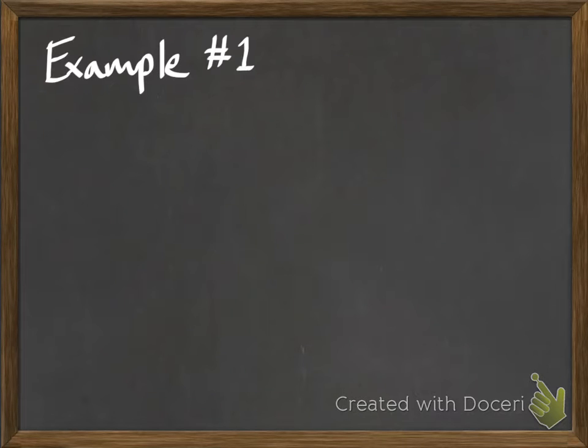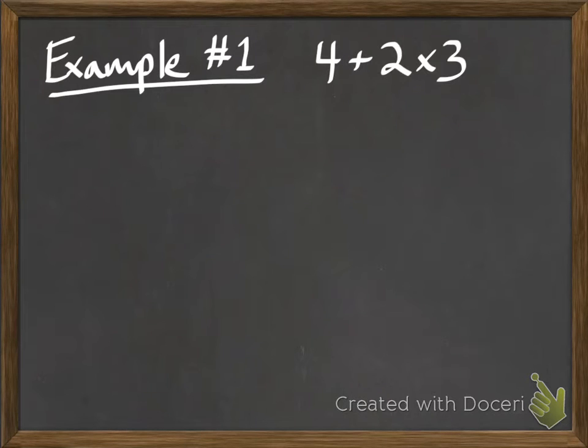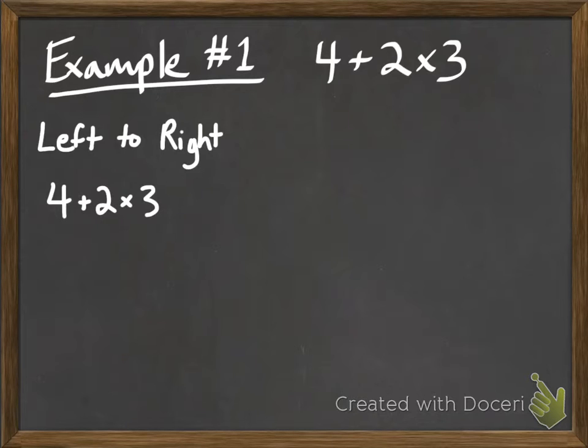Alright, so let's look at our first example. Let's say I have 4 plus 2 times 3. Now we're going to look at this in two different cases. In the first case, we're going to solve this just going from left to right and see what happens. From left to right, if I take 4 plus 2, what does that give me? It gives me 6. Now this simplifies to 6 times 3, which gives us 18.